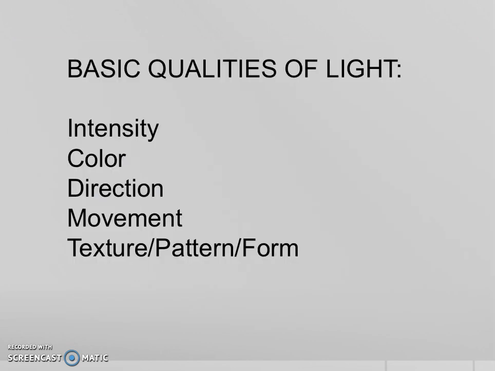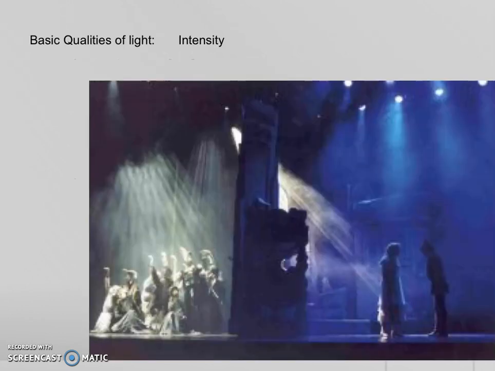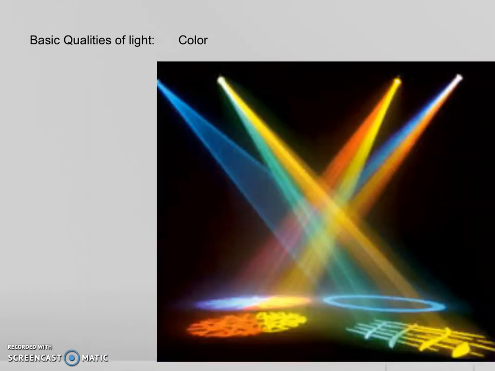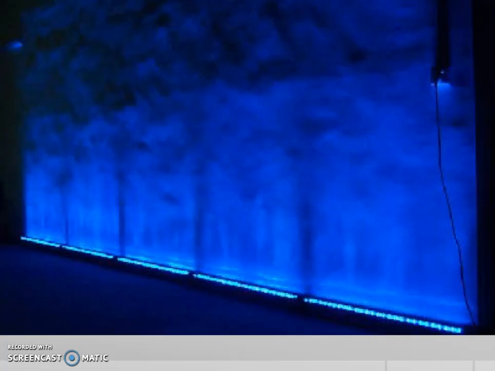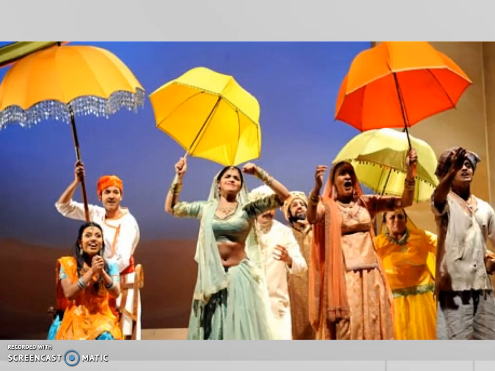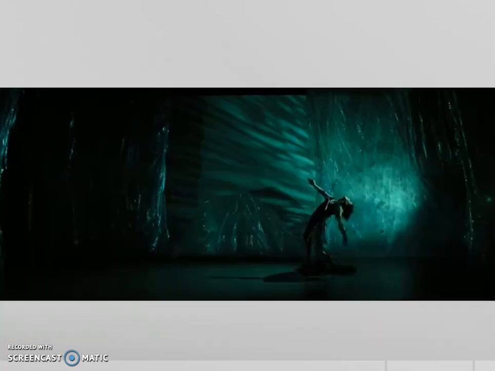The basic qualities of light are intensity, color, direction, movement or change, and texture or pattern, which is also sometimes called form. Intensity refers to how bright it is. This influences the mood. Comedies tend to be bright and tragedies tend to be dark. Color also impacts the mood of a scene. Red evokes feelings of violence or passion. Blue usually depicts night or dark or cold. Amber light represents sun or warmth or happiness, and green depicts evil, meanness, or cruelty.